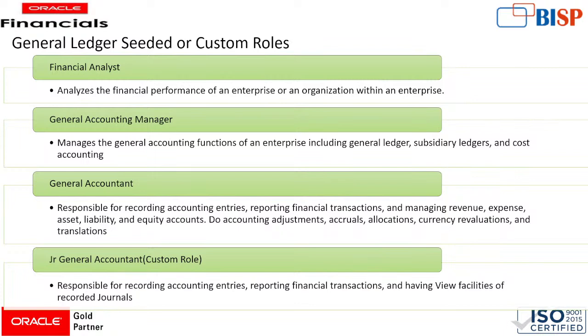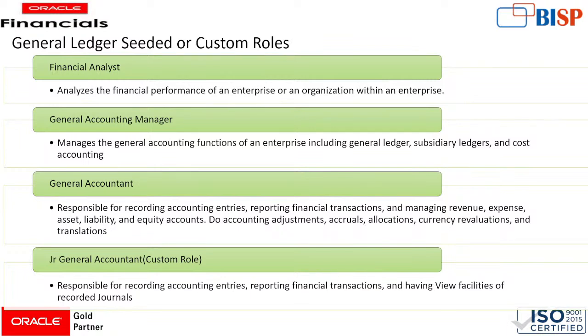I will show it in the application also. And there is a seeded role, general accountant. The responsibility is recording journal entries, reporting financial transactions, and managing the revenue, expenses, asset, liability, and equity accounts. It will do accounting adjustments, accrual, allocation, currency revaluation, and translations. So he can perform these tasks using this role, the general accountant.